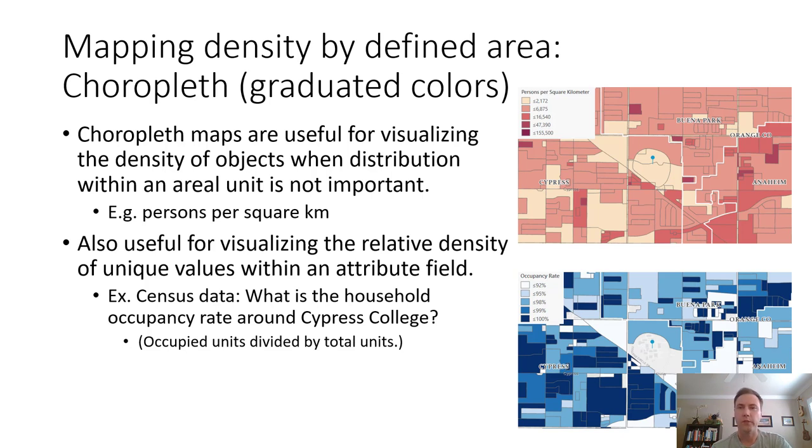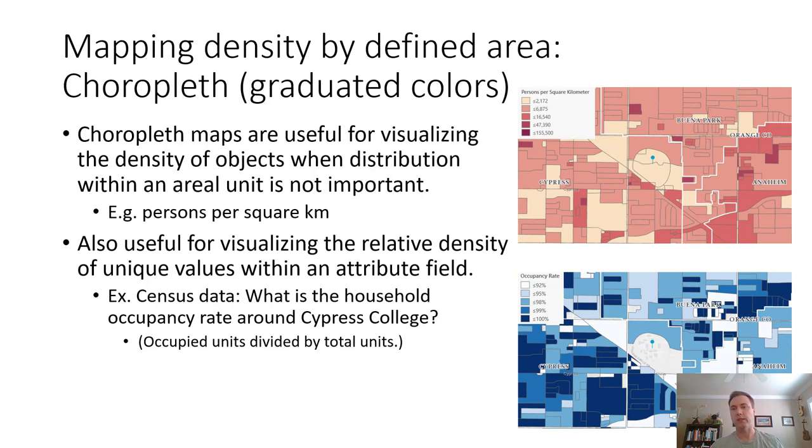So in the first example here, we've just got persons per square kilometer at the block level, so we can still make a density at the neighborhood level. And then down here, what I have is occupancy rate, which is the total occupied units divided by the total number of units. That helps you visualize the household occupancy rate around Cypress College.